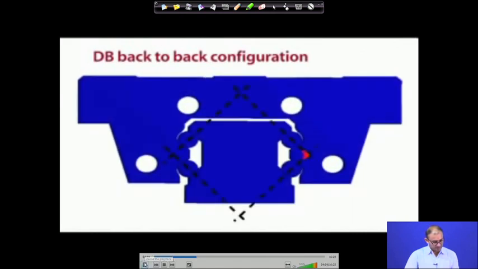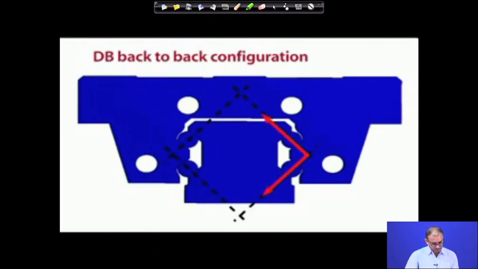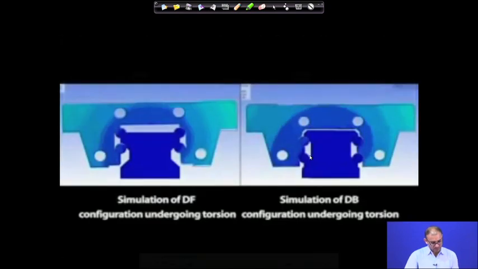Now this is called the back to back configuration, BD type. Here these particular balls have contact points such that the center lines move in this particular direction. That is called the back to back configuration. Its contact is outside of that part.